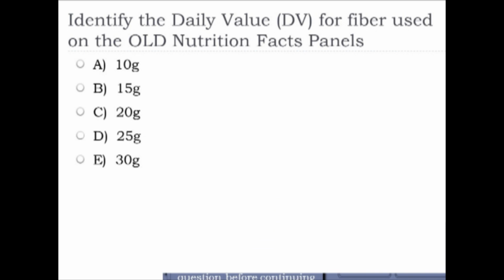Here's another DRI question. Identify the daily value for fiber used on the old nutrition facts panel. Pause here and find your answer. The correct answer is D, 25 grams. The new Nutrition Facts panel has the DV at 28 grams.